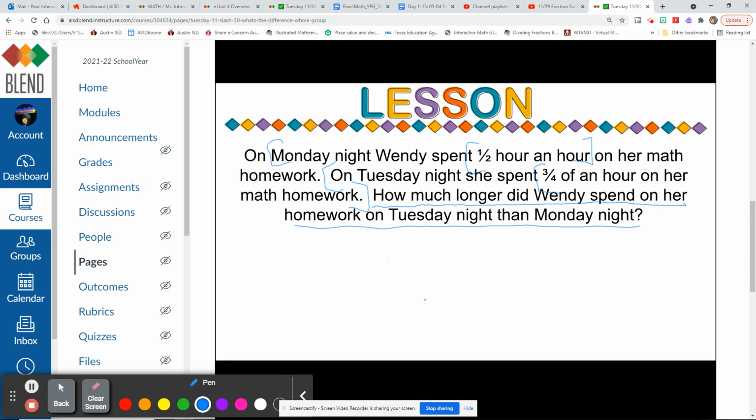Identifying our key concept is fraction subtraction, because we're going to take our number for Tuesday night and take away our number for Monday night. All right, so 3/4 minus 1/2.